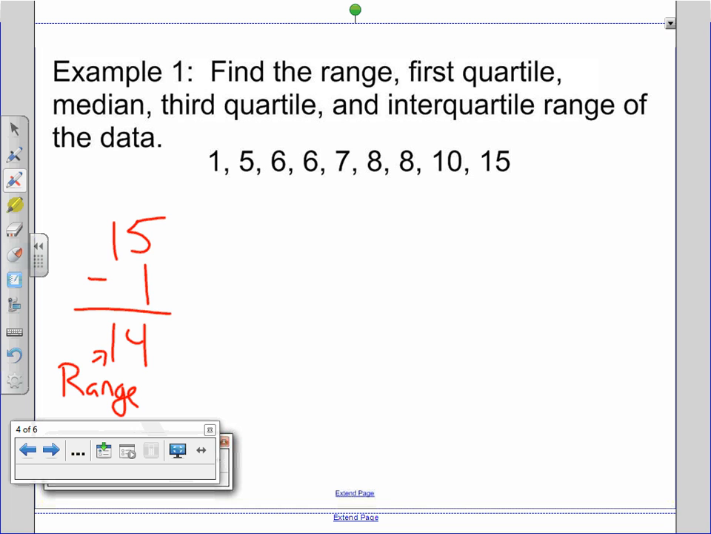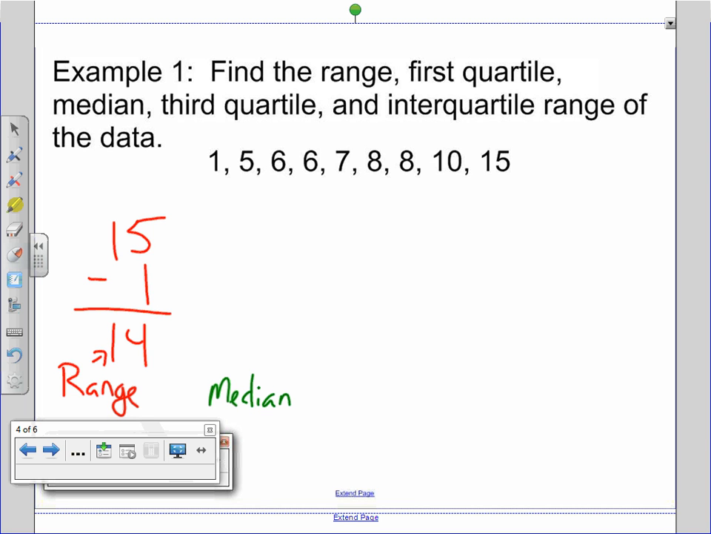Probably the easiest one to do of these. The next thing it wants us to do is find the first quartile. Well, in order to find the first and third quartiles, we have to determine the halfway point. Because remember, the first quartile is the middle of the first half of data. The third quartile is the middle of the second half of data. So before we can start this, we have to find the median. So I'm going to move along and find the median next.